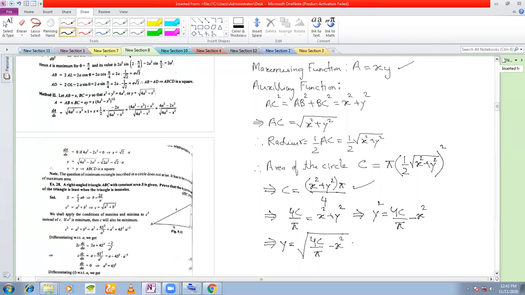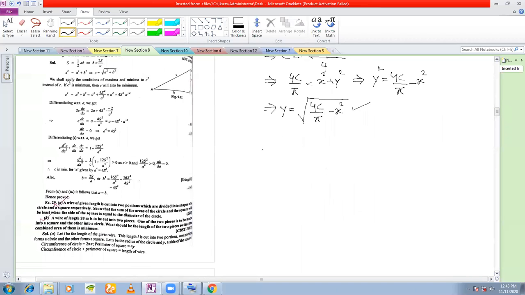Now from this value of y, we'll put it in the maximizing or the minimizing function. Okay. Therefore, what is the area? Therefore, area is equal to xy, which is x root 4c by pi minus x square. This is the area. Now we have got area in terms of x only. Now we can differentiate. Okay. So how do you differentiate here? Okay, sir.